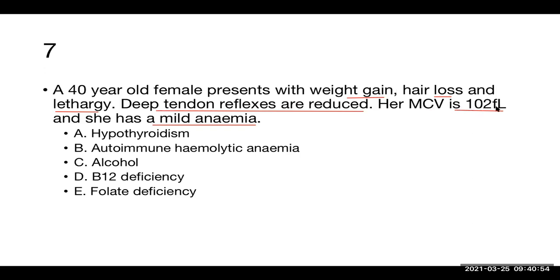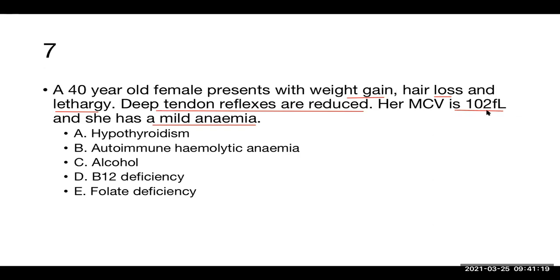Our MCV is 102 femtoliter. So macrocytosis is also present here, and this is seen in hypothyroidism. I already talked about that. It may be the direct effect of the decreased thyroxine hormone on the maturation of RBC. Most commonly hypothyroidism is caused by Hashimoto's thyroiditis, one of the common causes.